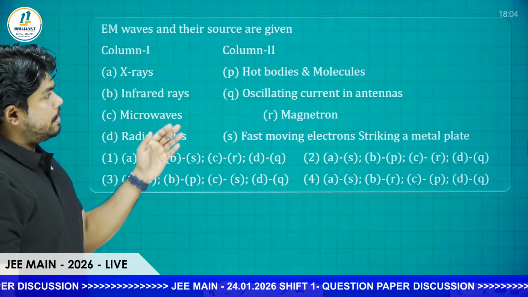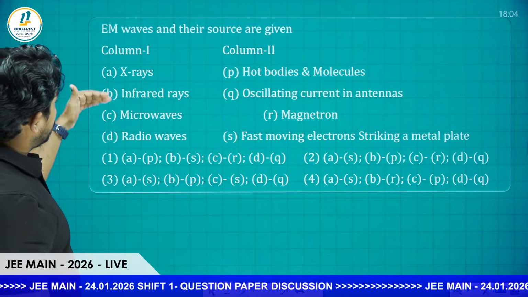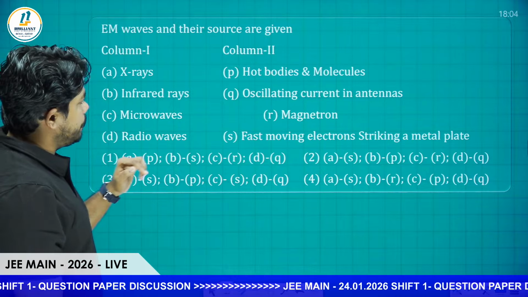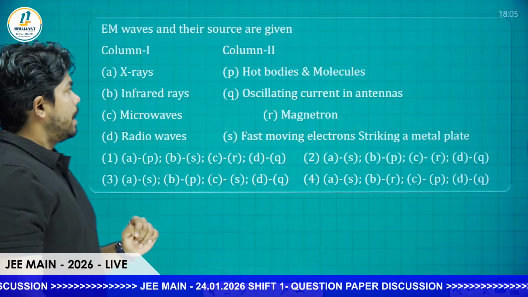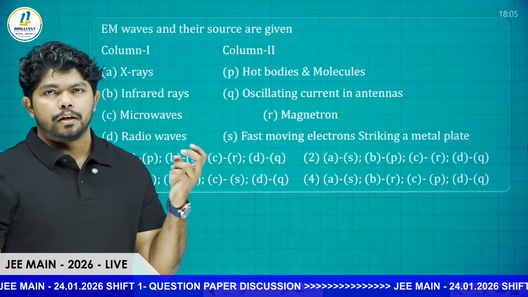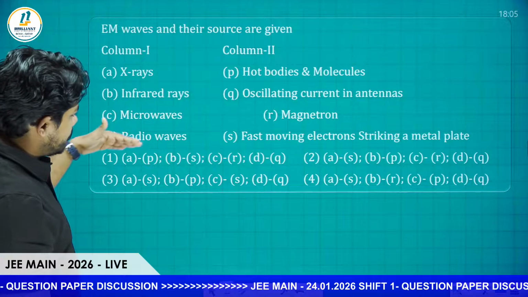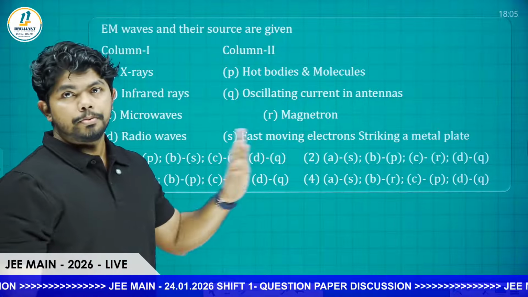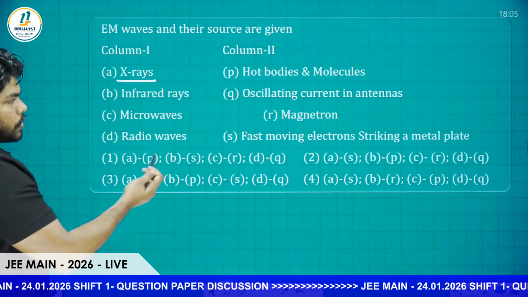This is a match the following regarding EM waves. In column 1, it is X-ray, infrared rays, microwave and radio waves, and their origin is given in column 2. So in every match the following, you have to look for 2 options or maximum 3, then that will be enough so that we can finalize our option. Here, if you look at X-ray, what is the cause of X-ray?